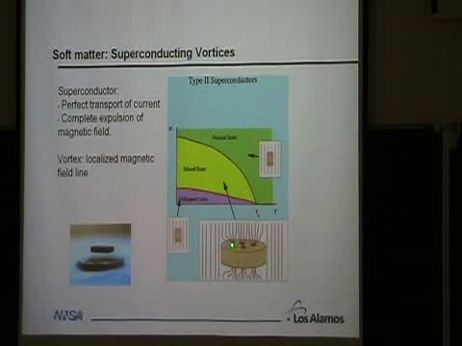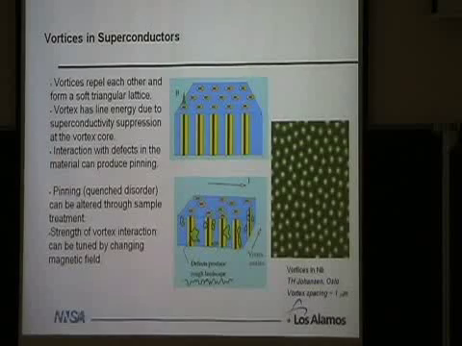And so at the inside of this vortex, you have a spot of normal material, but outside the vortex, you still have superconducting material. So with this, the material is able to remain superconducting and move up to significantly higher fields and temperatures than it otherwise would. So these objects, these vortices, have quite interesting properties.